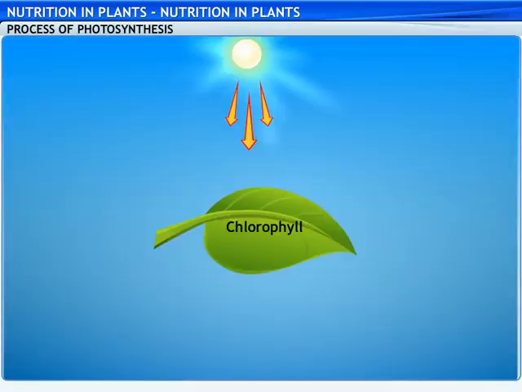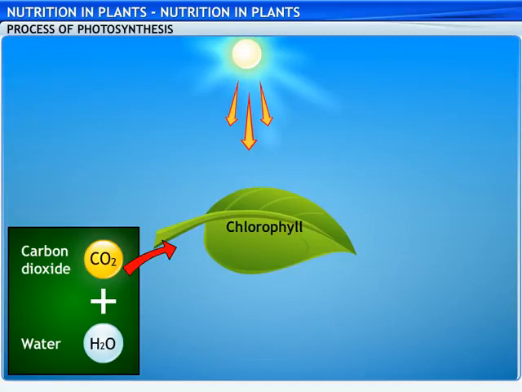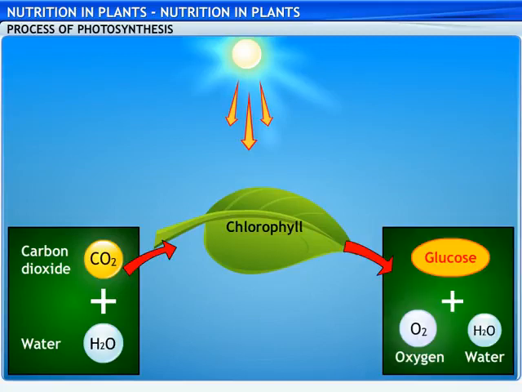Thus, we can say that during the process of photosynthesis, energy from the sun is captured to convert carbon dioxide and water into sugar and oxygen by the chlorophyll.